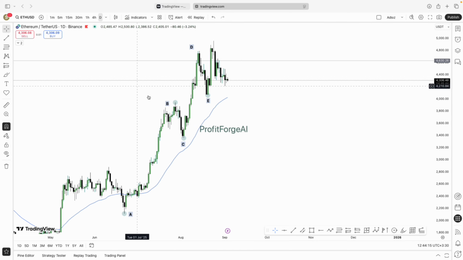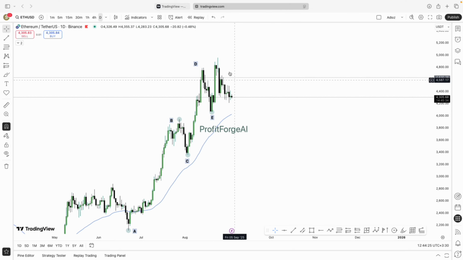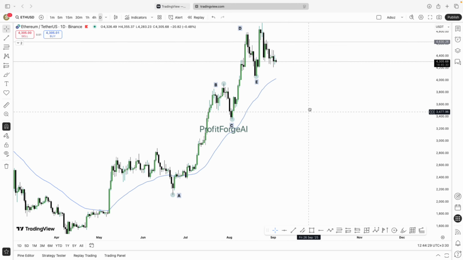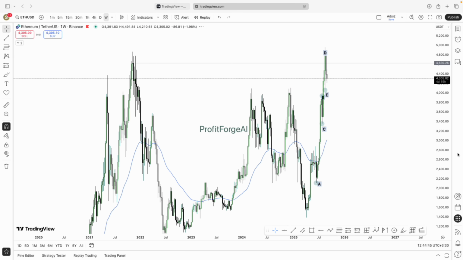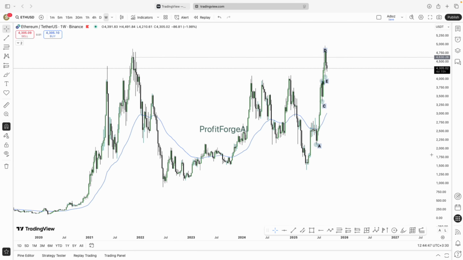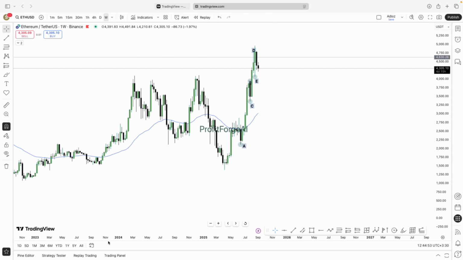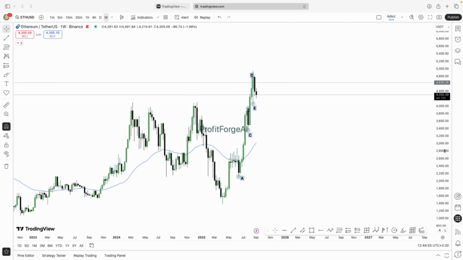I've already mapped out some Elliott waves, labeled A, B, C, D, and E, and currently, we're waiting for the next wave. As you can clearly see, Ethereum has been in a bullish structure. Both the daily and weekly timeframes show higher highs being formed. On the weekly chart, ETH has already broken through its previous highs and is now retesting the breakout zone. This retest, or price pullback, could be the foundation for a new bullish rally.